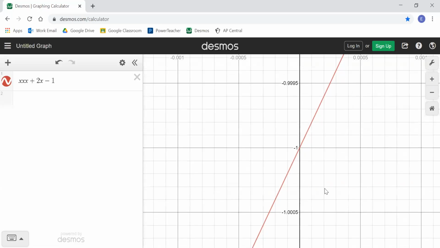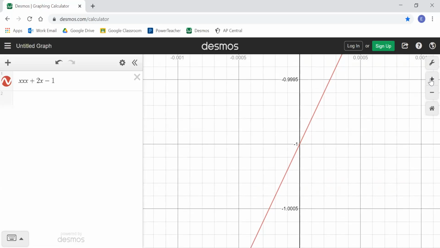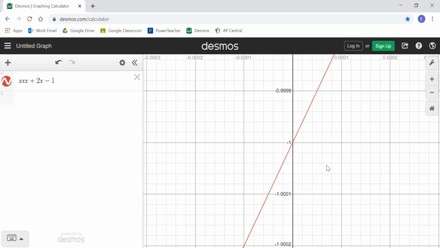We call that idea linearization. It's the idea that if I zoom in really, really close on any point, I chose x equals 0 here, x equals 0, y equals -1, but it could have been any point, it begins to look like a straight line.